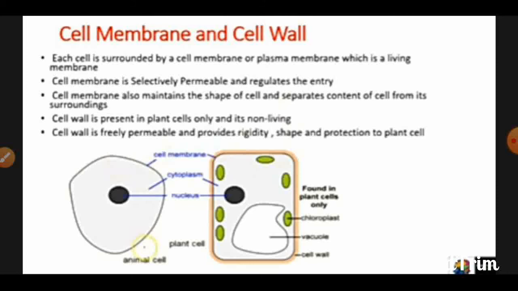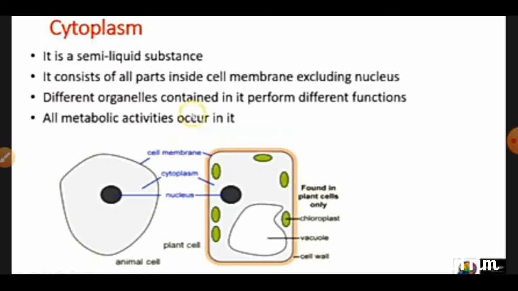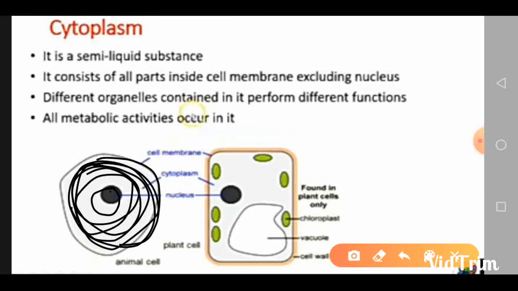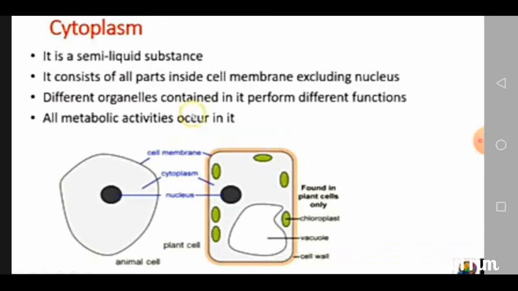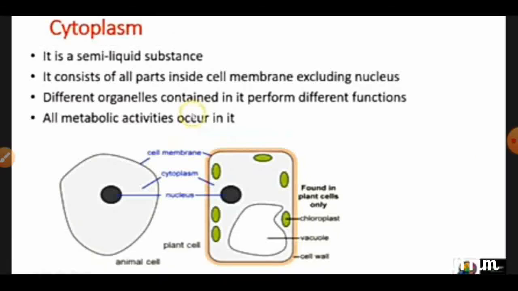Let's go further. See, I will show you what cytoplasm is. This is cytoplasm. It is between the nucleus and the cell membrane. The space between them is cytoplasm. In plants also cytoplasm is there, and in animal cells also cytoplasm is there. The living nucleus and all the parts of the cell are present in the cytoplasm only.